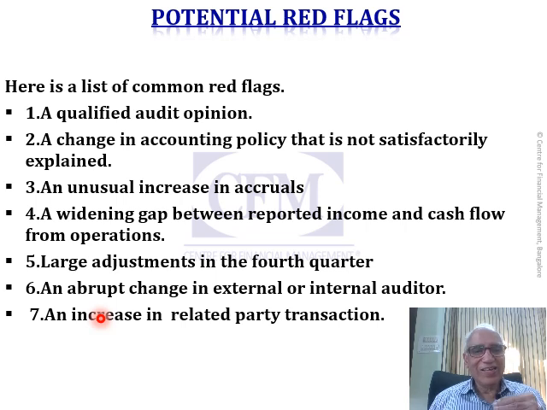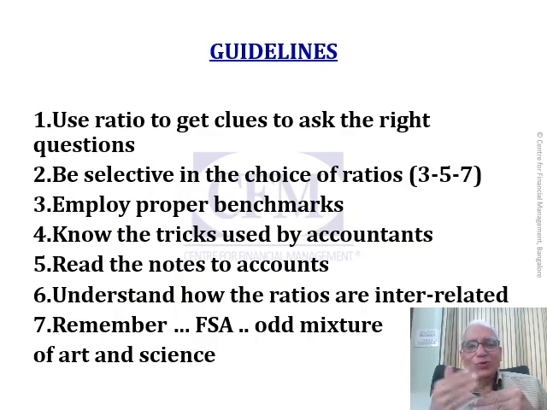7. An increase in related party transactions. Companies are required to report on related party transactions. If there is a significant increase in related party transactions, prima facie, it means that some kind of manipulation is taking place. Here are 7 useful guidelines for financial statement analysis.